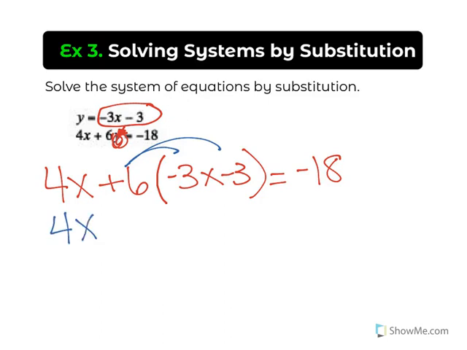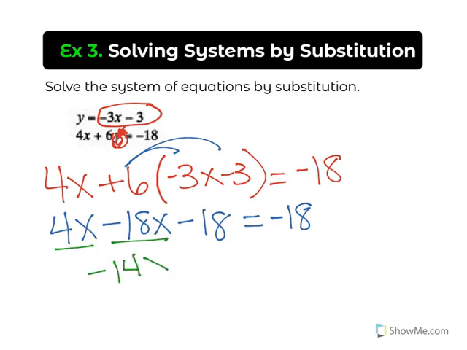So we've got 4x plus 6 times negative 3x is negative 18x. Positive 6 times negative 3 is still 18, but no x this time, equals negative 18. Then you will almost always have something to combine. In this case, 4x minus 18x gives us negative 14x minus 18 equals negative 18. Let me change colors here on us. And then let's add the 18, and we get negative 14x equals 0.